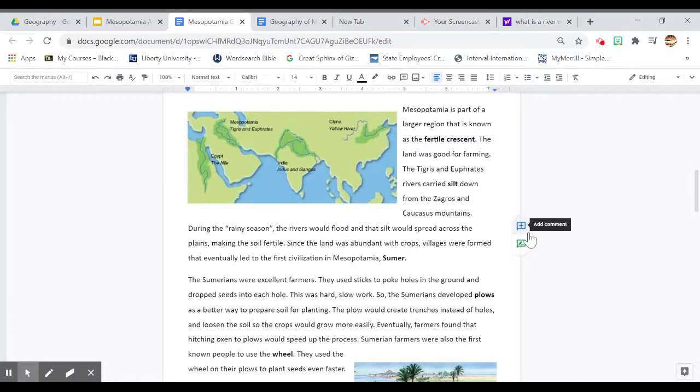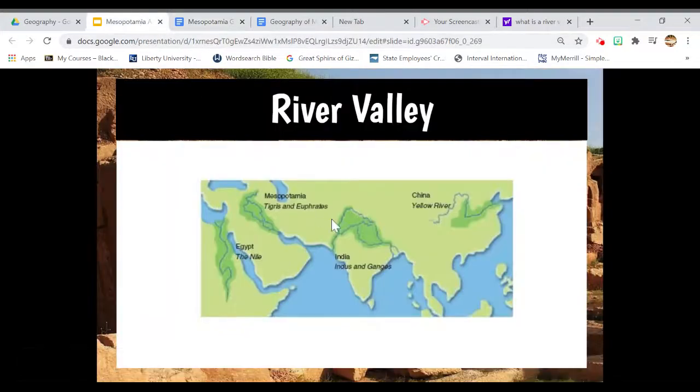Mesopotamia is part of a larger region that is known as the Fertile Crescent. The land was good for farming. The Tigris and Euphrates rivers carried silt down from the Zagros and Caucasus mountains. During the rainy season, the rivers would flood and that silt would spread across the plains, making the soil fertile. Since the land was abundant with crops, villages were formed that eventually led to the first civilization in Mesopotamia, Sumer. Let's take a closer look at pictures of river valleys.